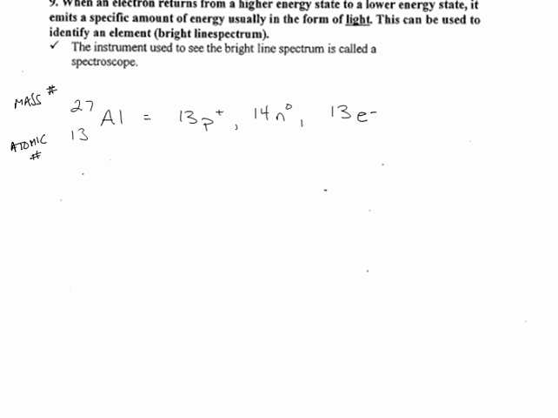But if I were to give you aluminum as a +3 ion, it would still have 13 protons. It would still have 14 neutrons. But now it only has 10 electrons.